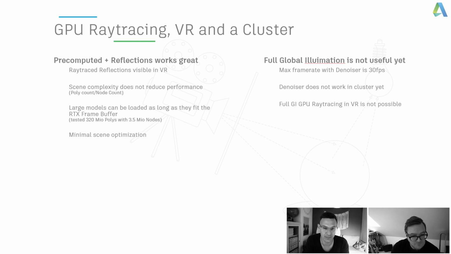The other big benefit of using GPU ray tracing for VR instead of OpenGL is just the size of data. Technically, we are not limited by the amount of nodes. Well, of course, we are somewhere, but not in a common sense. We tested about 3.5 million nodes, running at 60 frames in VR. And you're also not really limited in the poly count. We tested 350 million polygons in VR, and they were working totally fine with GPU ray tracing and pre-computed plus reflections. So this was one thing that I would say is definitely worth mentioning.